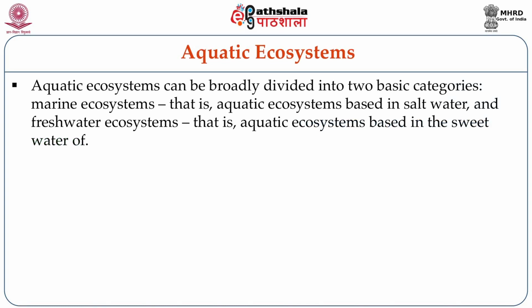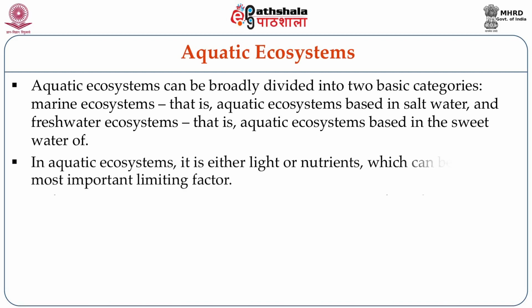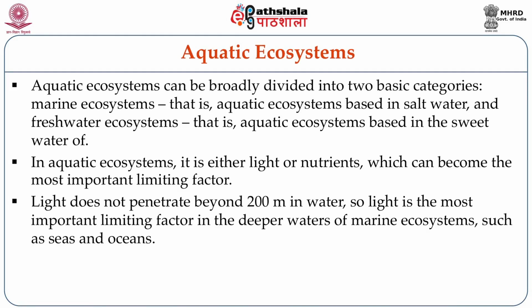Aquatic ecosystems can be broadly divided into two basic categories: marine ecosystems, that is aquatic ecosystems based in salt water, and freshwater ecosystems, aquatic ecosystems based in sweet water. In aquatic ecosystems, it is either light or nutrients which can become the most important limiting factor. Light does not penetrate beyond roughly 200 meters in water. So light is the most important limiting factor in the deeper waters of marine ecosystems such as seas and oceans.